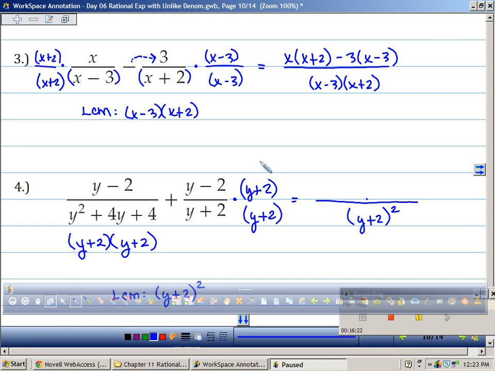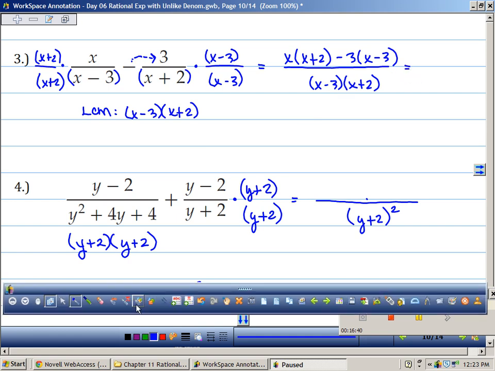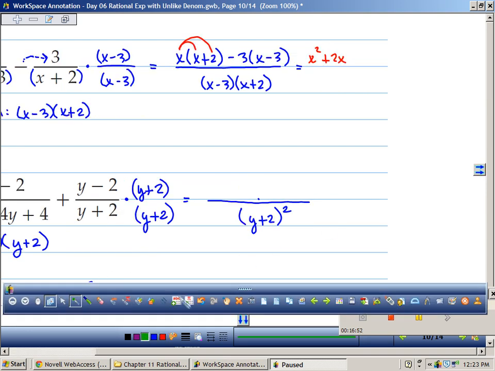Where did I get the x from? X plus 2 times x is the first one. And the second one is negative 3 times x minus 3. See that? And it's all over our common denominator. So when I FOIL, you don't have to completely FOIL this, you just have to distribute. I get x squared. I get 2x. We'll do a different color with this one. I get negative 3x and positive 9, all over x minus 3, x plus 2.